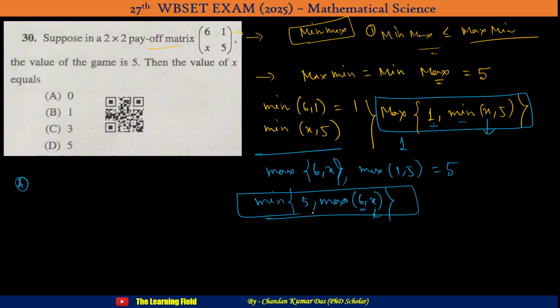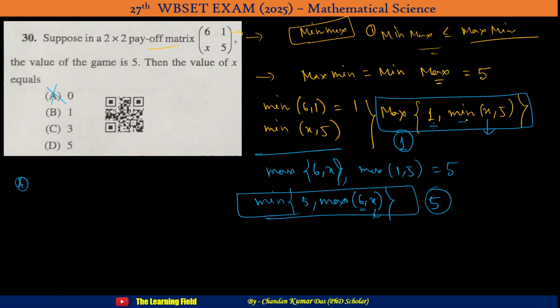Therefore, the minimum of 5 and 6 gives you 5. So this is 1, this is 5, they are not equal. That means option A is incorrect. Now if we consider 1 as the value of x, then what will happen?